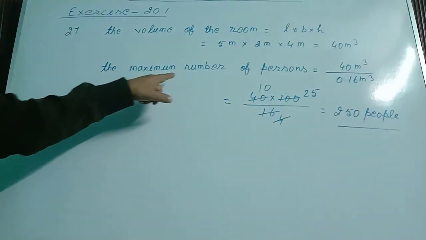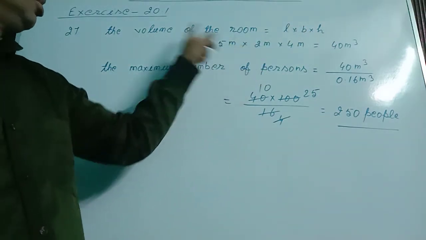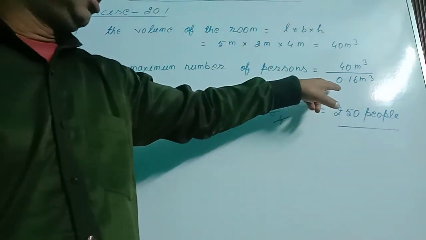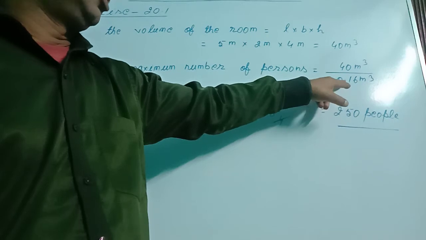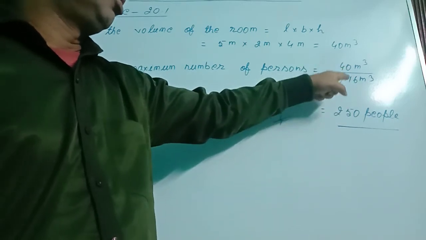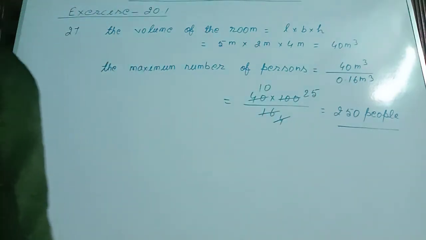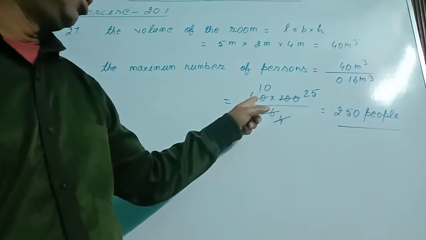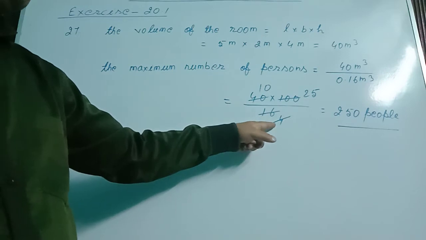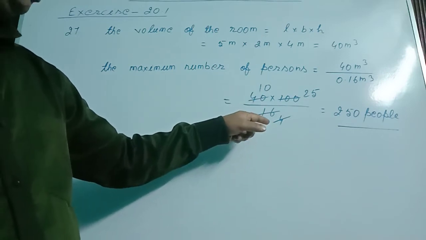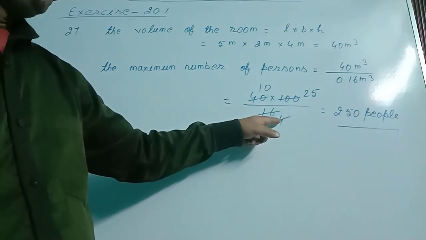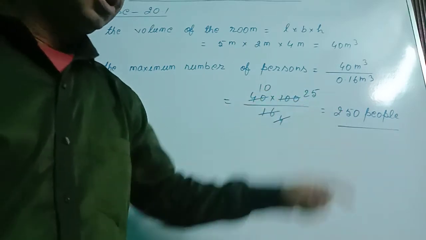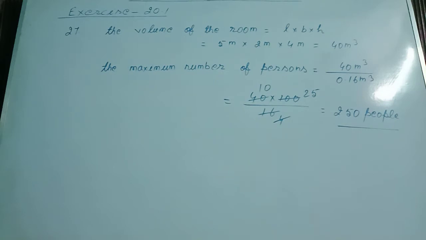So the maximum number of persons equals the volume of the room divided by the air required for each person, that is 40 meter cube by 0.16 meter cube. Here I have omitted the decimal, so 100 went up: 40 into 100 by 16. 4 4s are 16, 4 10s are 40, and 4 25s are 100, so 25 into 10 equals 250 people can sit in that room.